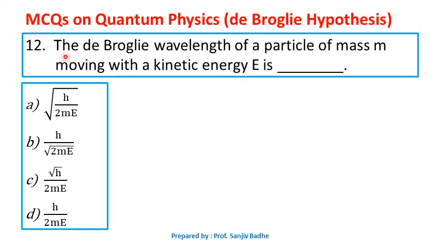Next one, all these are questions based on the de Broglie relation. The de Broglie wavelength of a particle of mass m moving with kinetic energy E is given by, options are square root of h upon 2mE, h upon square root of 2mE, square root of h upon 2mE, and h upon 2mE. So which is the correct option here?